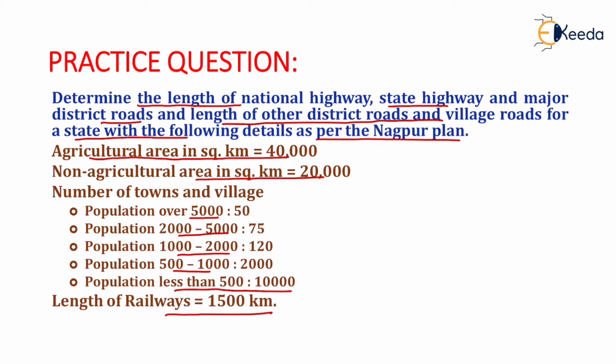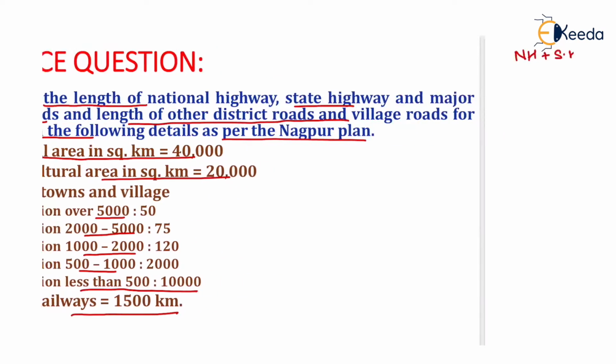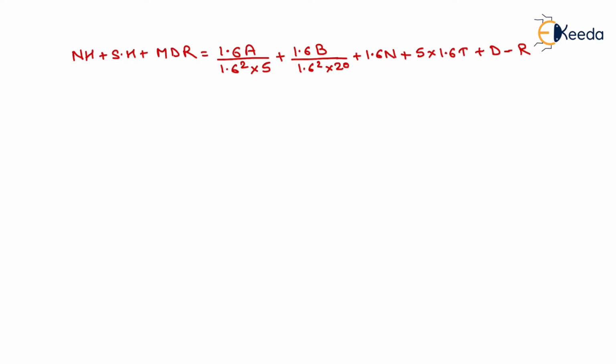Now we have to compute the length of national highway, state highway, major district road, other district road and village road as per the Nagpur Road Plan. We know that as per the Nagpur Road Plan, the length of national highway plus state highway plus major district road is equal to 1.6a upon 1.6 square into 5, plus 1.6b upon 1.6 square into 20, plus 1.6n, plus 5 into 1.6t, plus d minus r.